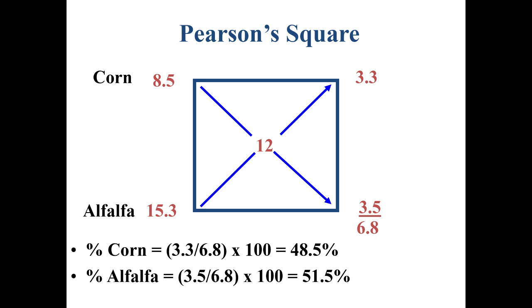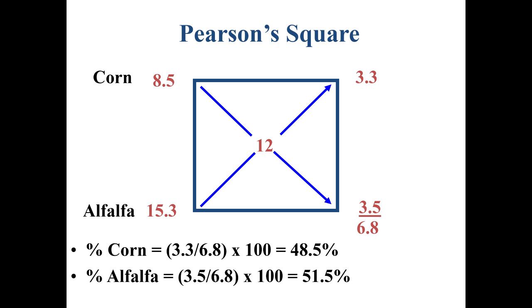Then we subtract along the diagonals, always subtracting the smaller number from the larger number. If we start with the alfalfa, 15.3 minus 12 equals 3.3. And for the corn, 12 minus 8.5 equals 3.5. The 3.3 and 3.5 added together equals 6.8.